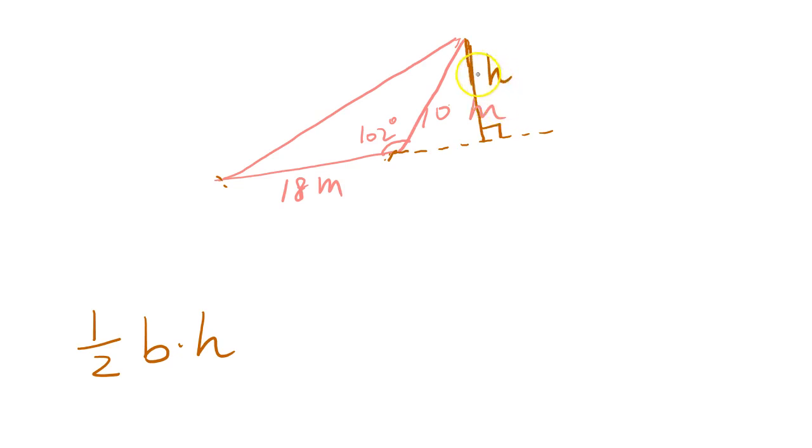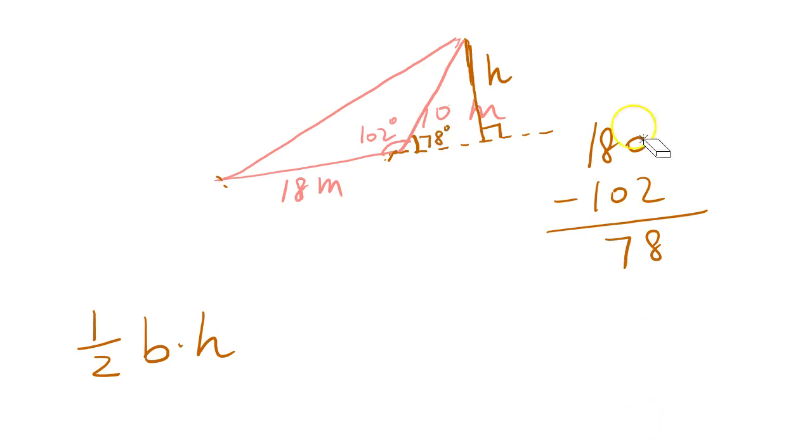So now the question is, how do we find the height? Well, notice we have a right triangle here. So can we find this angle? Yes, we can, because this and 102 degrees have to add up to 180. So we would do 180 minus 102. It's going to give us 78 degrees. So this would be 78 degrees.